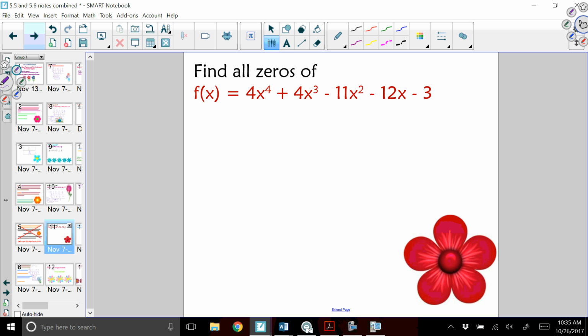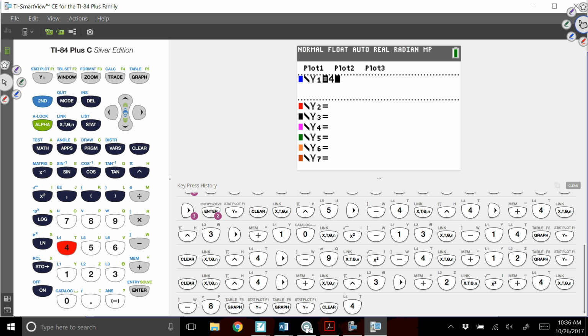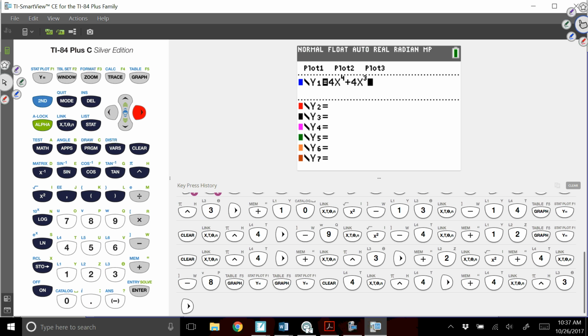On your own, start to finish. Do you have any nice, pretty ones? Not really. Go back, hit y equals, and see what you actually typed in compared to what it should be. Double check it. Look for all your x's.